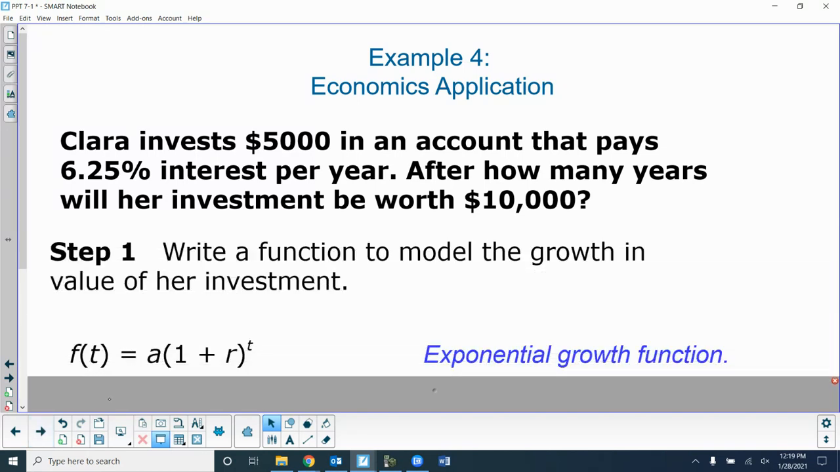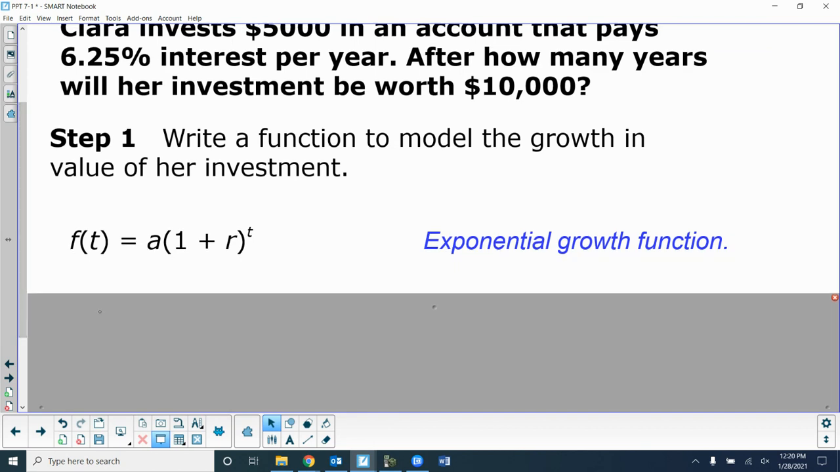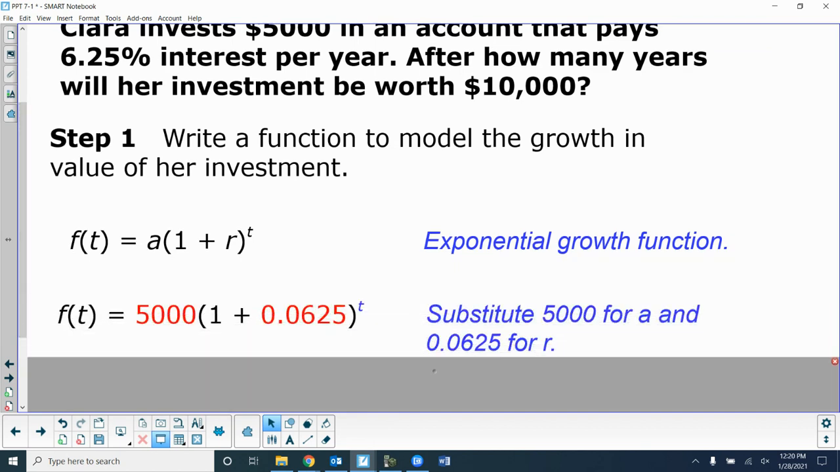Wait, why 2? Percent means out of 100, so you have to go over 2 spots. That's how you're going to put it in your calculator, to do the graph. Again, you don't have a T on your calculator, you're going to use the X. Go ahead and put that in your calculator: 5,000, 1 plus 0.0625, caret X.